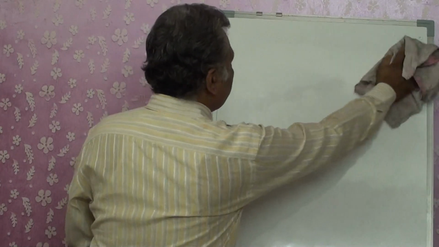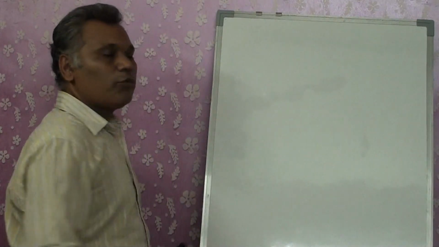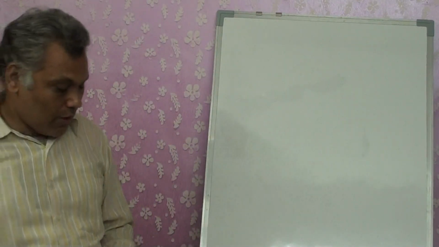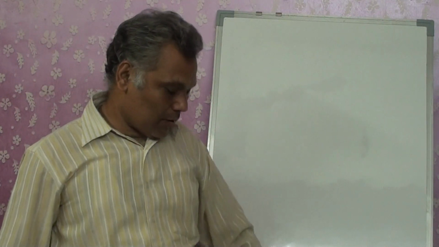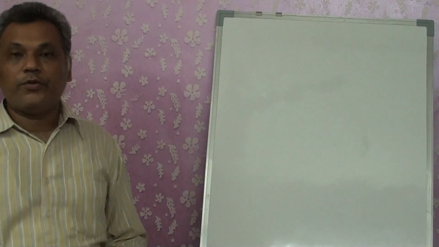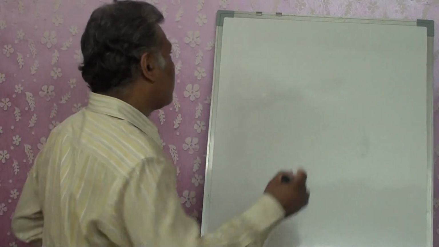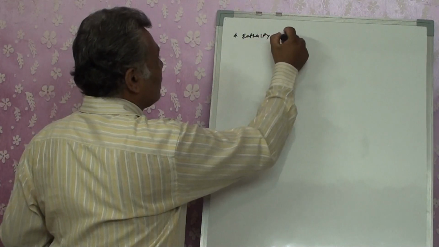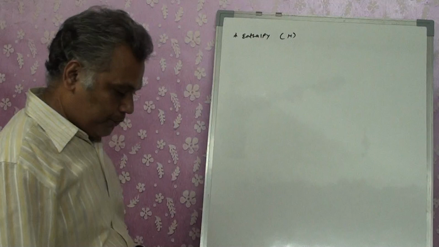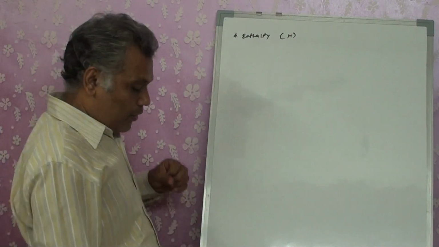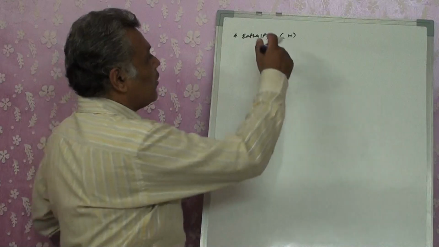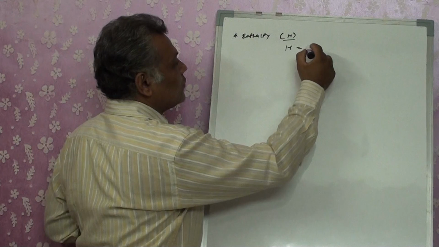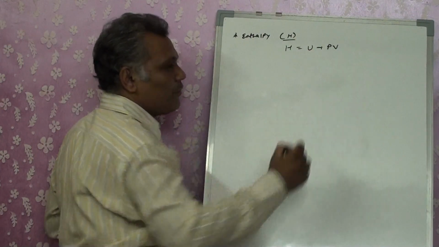The most important portion of the chapter, the most important term, is enthalpy. Throughout the chapter, we are going to come across the word enthalpy. Enthalpy is one of the state functions that we are going to study, a new state function, which is symbolized by H. Now, when we are talking about H, how do we get the value of H? Actually, we have an equation. H equals U plus PV.